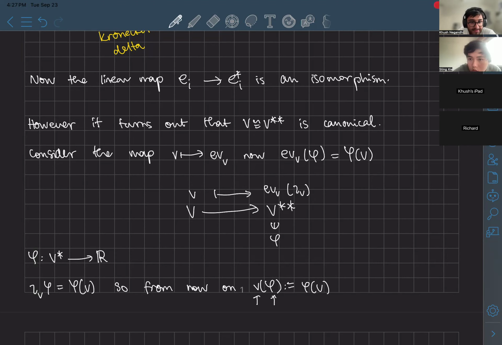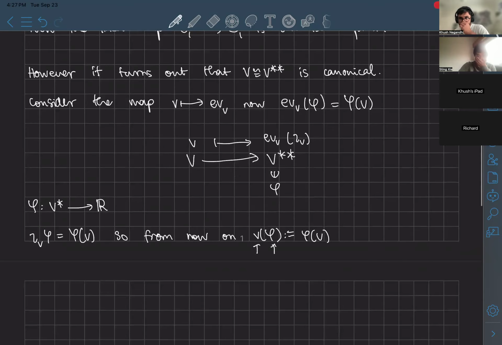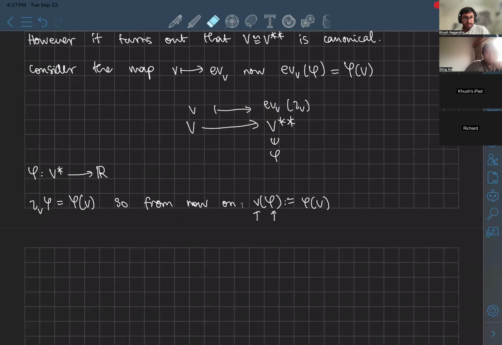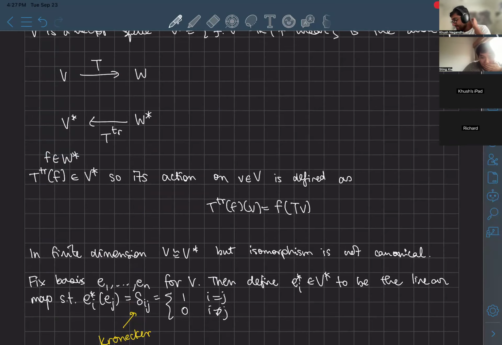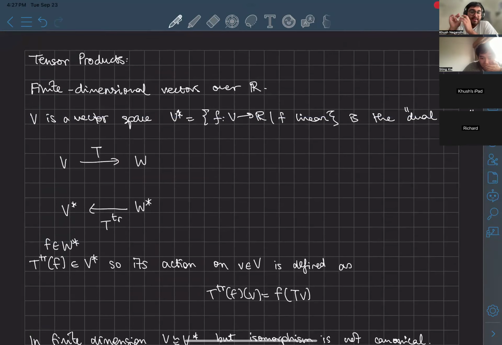Now that we have this, let's look at something very interesting. Now let's define the tensor product. We want to think of V star as a very natural space that corresponds to V, and then we want to extract properties of V and V star and get a better vector space.